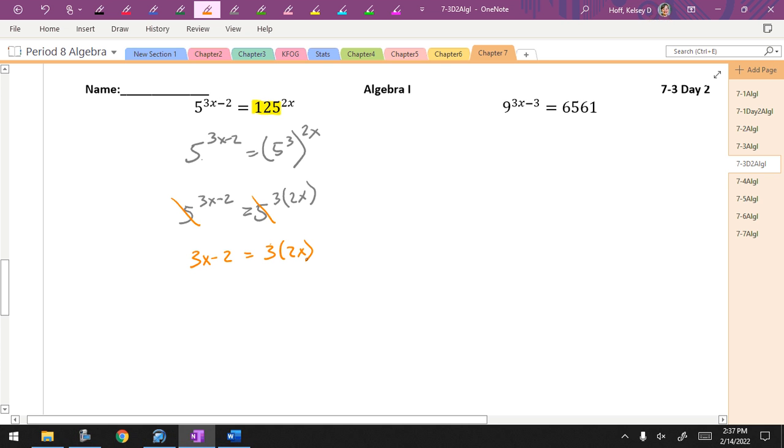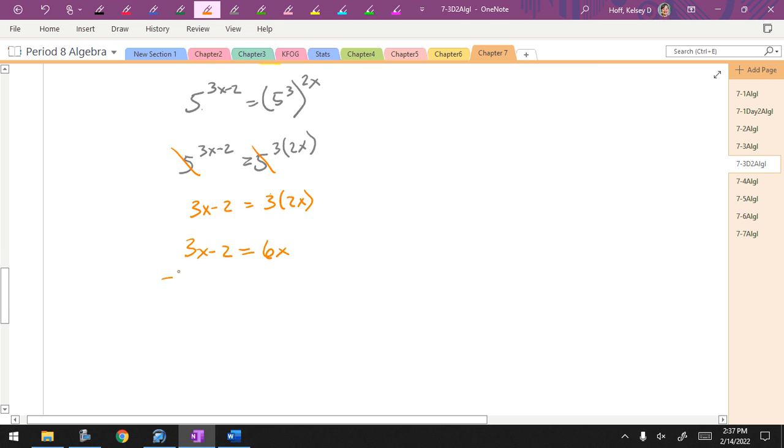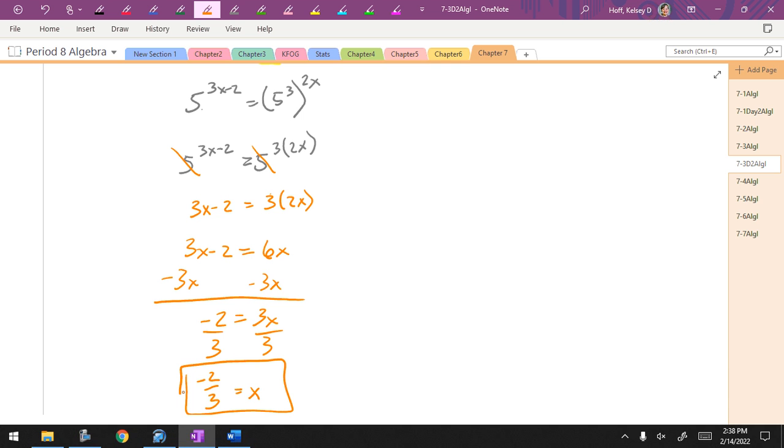What should I do first? There is no distribution to be done here. Multiply. 3x minus 2 equals 6x minus 3x. Negative 2 equals 3x. Divide by 3. X equals negative 2/3. Questions so far?